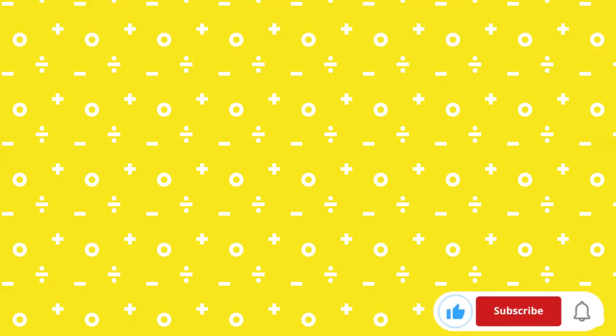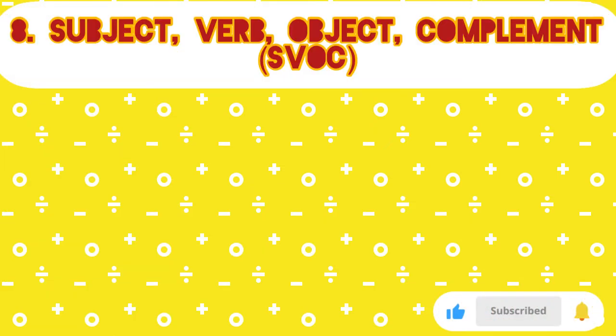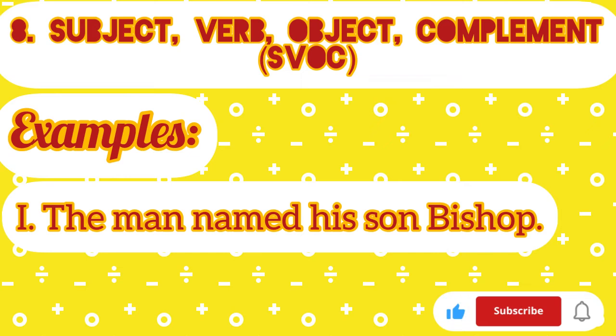Now to the eighth structure. We have SVOC, subject, verb, object, complements. The man named his son Bishop. The man is the subject of the sentence. Named is the verb. His son is one object. Then Bishop is the complement of the object in that sentence.